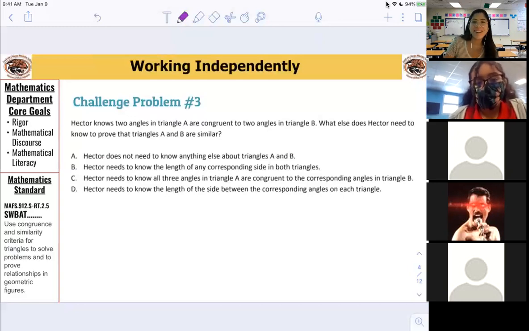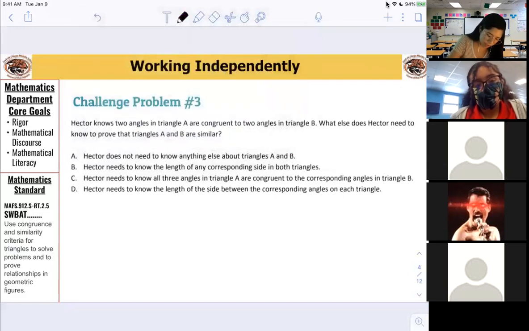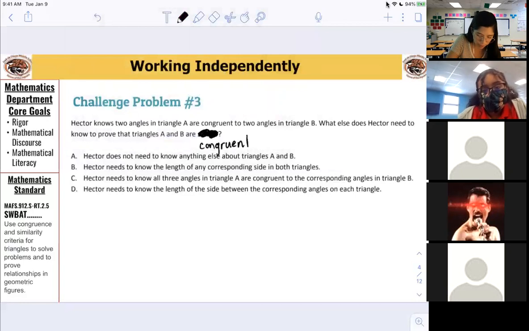Miss, can I have a try at it? Yes, but before you do, I just want to make one key little change. I noticed that this says similar. I believe that was supposed to say congruent. So my bad about that. I didn't notice that until just now, but it shouldn't change your answer.